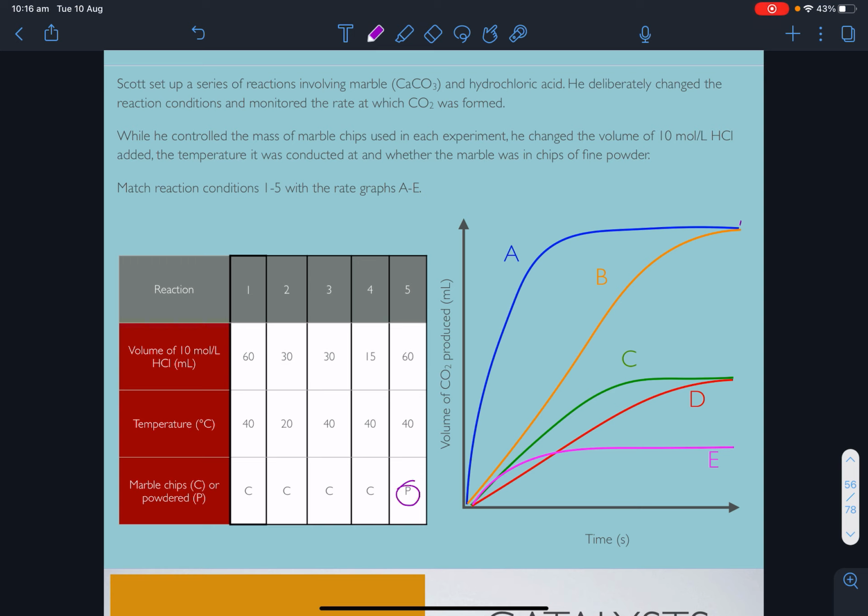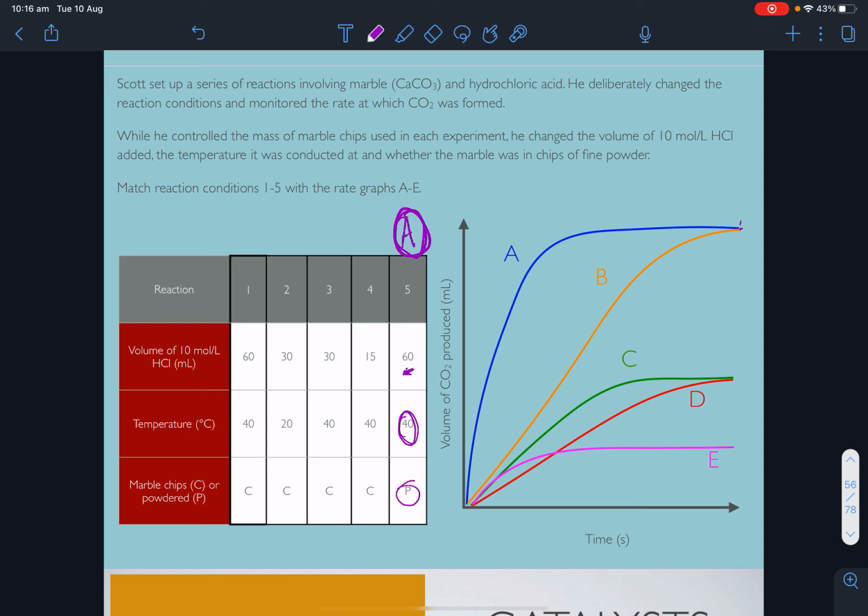Okay? Let's just make sure it has the highest temperature. Well, it's between 20 and 40, so it has the highest temperature, and it has the highest amount of volume of acid as well, 60 compared to the other ones which are lower or the same. So this one has the most amount of product, the highest temperature, and the highest surface area. So it must be A there, the steepest one. Okay, so 5 must be A.